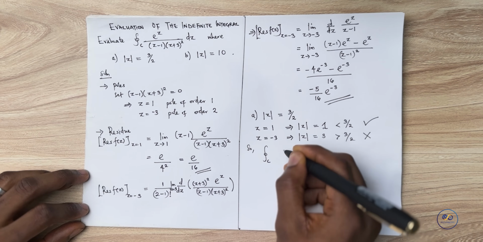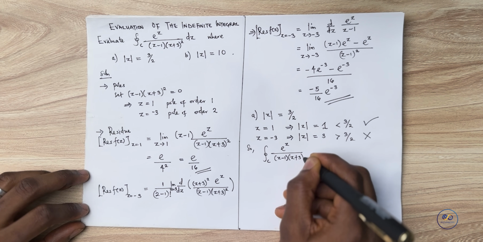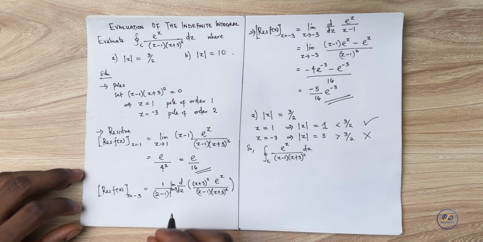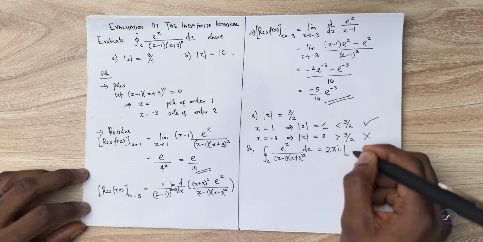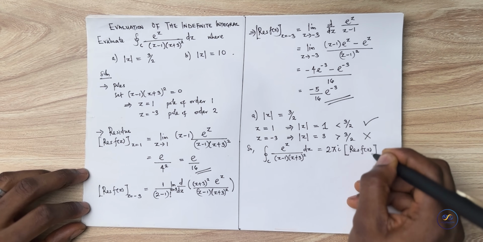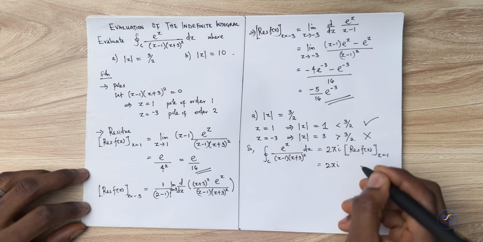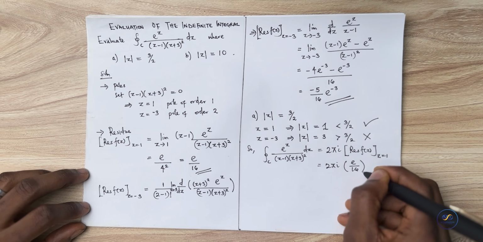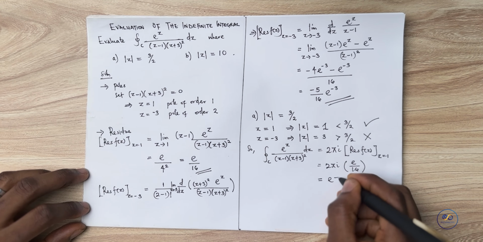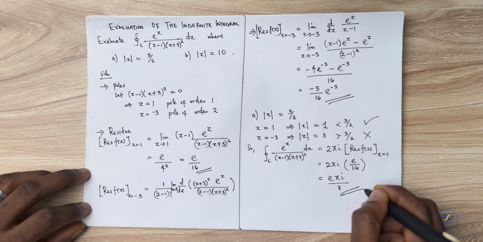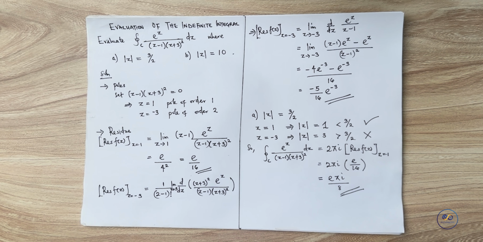The integral over C of e raised to power z divided by (z minus 1)(z plus 3) squared dz in the first region would simply be 2 pi i, by the Cauchy residue theorem, multiplied by the residue at z equal to 1. So this would be 2 pi i multiplied by e divided by 16. And then from here, this would simply be e pi i divided by 8 as the final result. So the evaluation of the integral in the first region is going to be e pi i divided by 8.